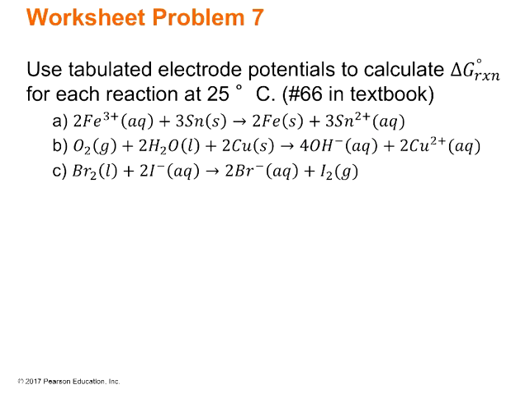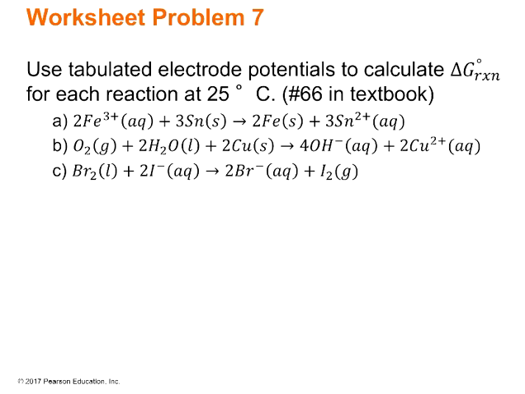Okay, so let's work on worksheet problem 7. We're going to work on letter A together, and then I'll let you work on B and C on your own. Then you can look up the answer and see if you got the same thing on the worksheet key. For part A, we're going to use tabulated electrode potentials to calculate delta G for each reaction at 25 degrees Celsius, so we're under standard conditions here.